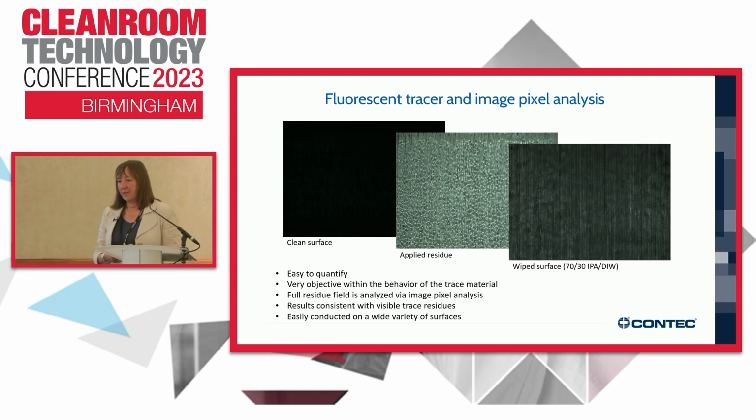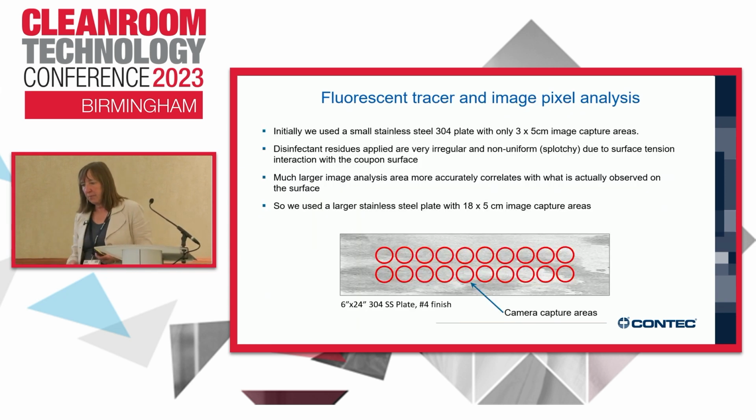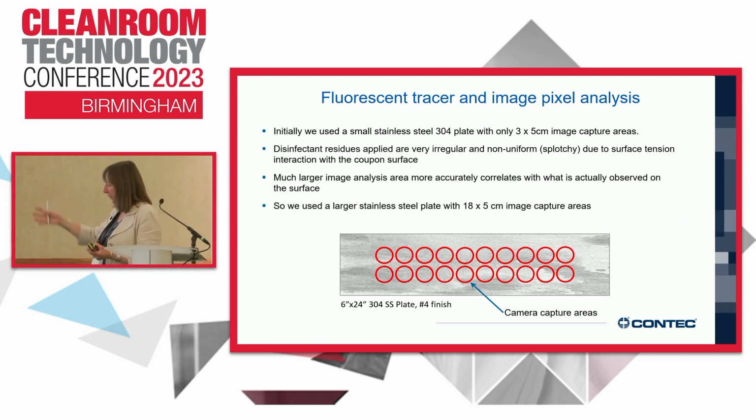This is from the fluorescent tracer. So we start with the clean surface. We used a wipe to apply the disinfectant residue, and then we dry wiped it to remove the residue. So you can see super clean, not clean, much better, but still not perfect. And this correlated much better with the visual checks that we'd done, so that this tied in much better with what we could see. Initially, they used a very small bit of steel, but it didn't give them enough points to look at, so they then used a larger piece to get a better view of what was going on.